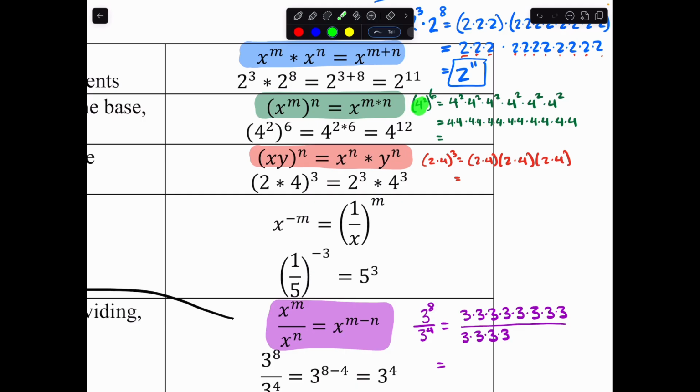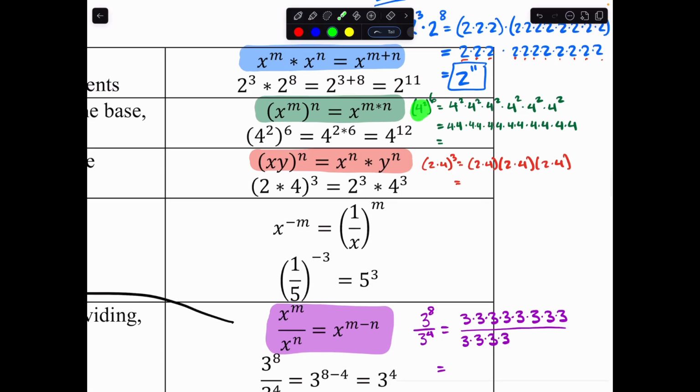We have a power, like 4 to the power of 2, and all of that is raised to the 6th power. So we're going to start on the outside and work our way in. We have something in parentheses raised to the 6th power, so we're going to take that something in parentheses and multiply it by itself 6 times. That's what the 6th power means.